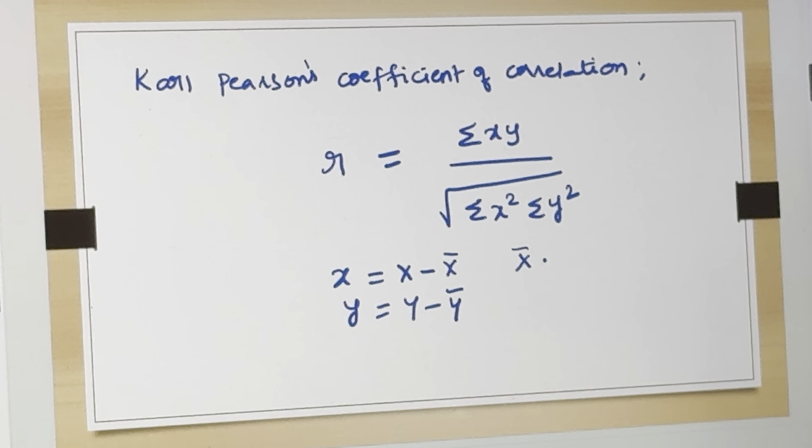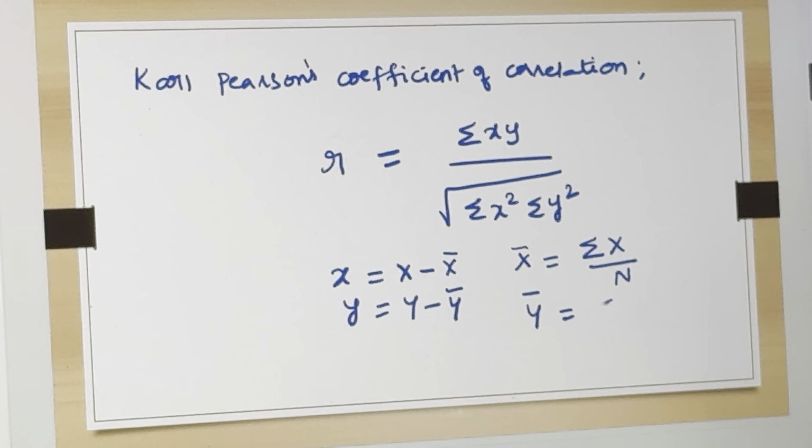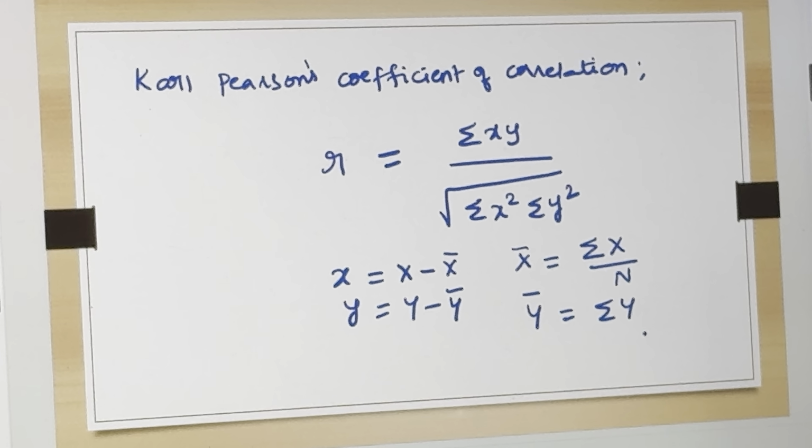How do we calculate X bar? X bar can be calculated by summing up the values of X upon the number of observations, which is denoted by capital N. Similarly, Y bar का formula क्या है? Summation Y upon capital N. Y के जितने भी observations दिए रहते हैं उनको add करना है और value निकालना है. Using this basic formula, we are going to find the Karl Pearson coefficient of correlation, which is denoted by small r.